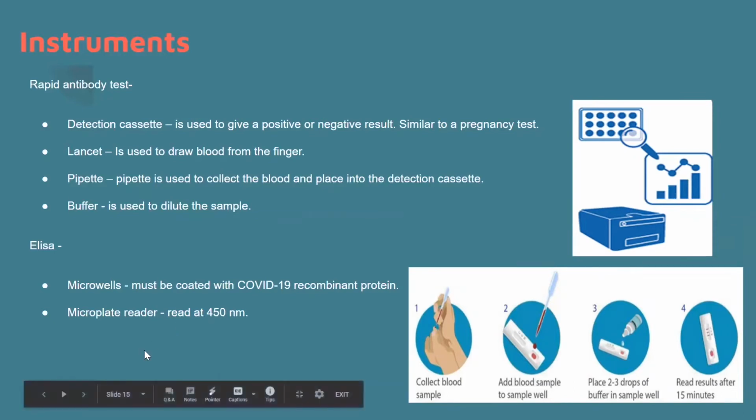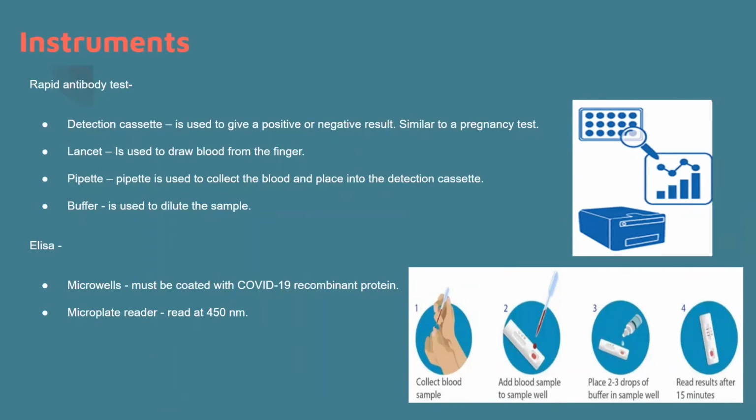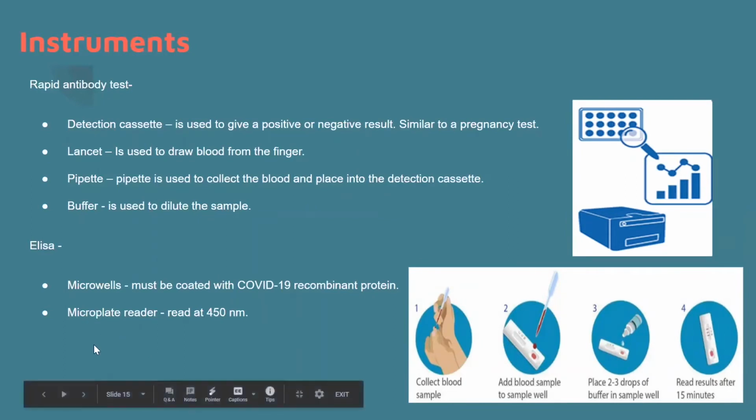Instruments used in the ELISA is the microwell, which must be coated with the COVID-19 protein, and the microplate reader, which must be read at 450 nanometers.